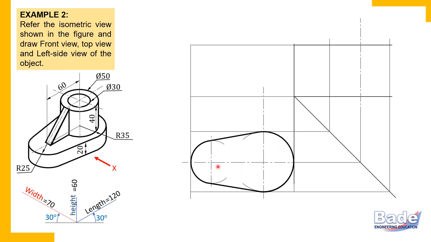Which two dimensions do you get in the top view? The length of this plate, from extreme left to extreme right, is 120 millimeters. And what is the width? The vertical dimension from back to front is 70. So length 120, width 70. In the top view, the vertical dimension is width. So the length and width of this plate appear in the top view. Height appears in the front view.